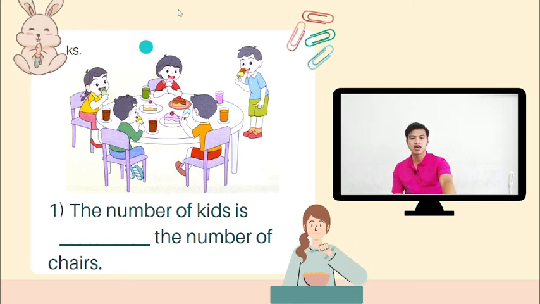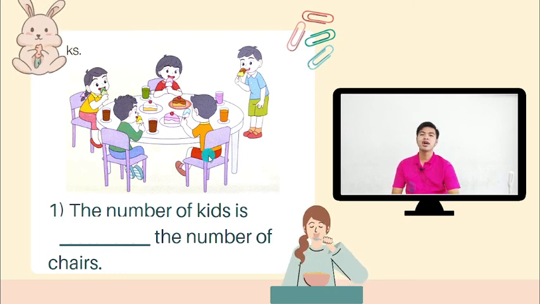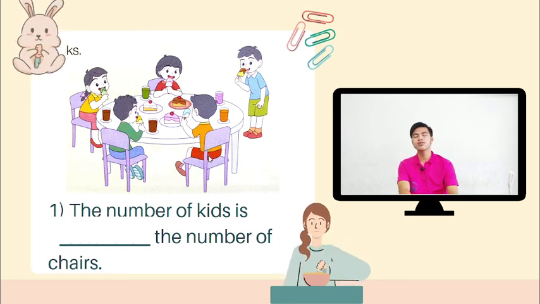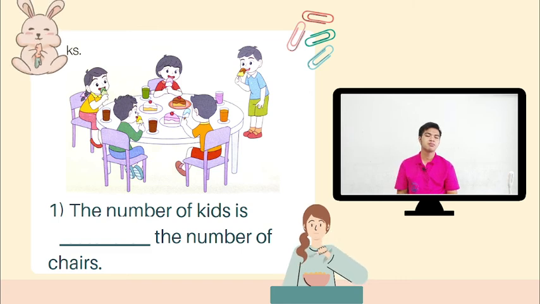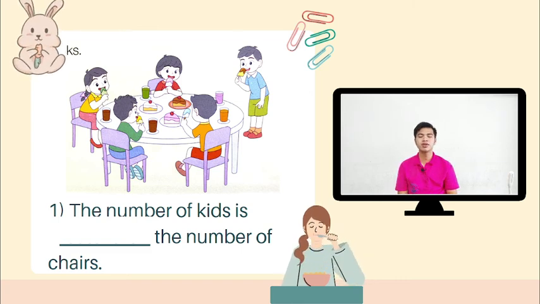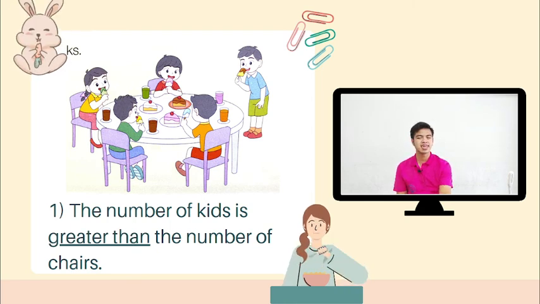Let's count the chairs. 1, 2, 3, 4. There are 4 chairs. So let's decide which one is greater, the number of kids or the number of chairs. Very good. It's the number of kids. So we will write the number of kids is greater than the number of chairs. Very good, kids. You're doing so well.